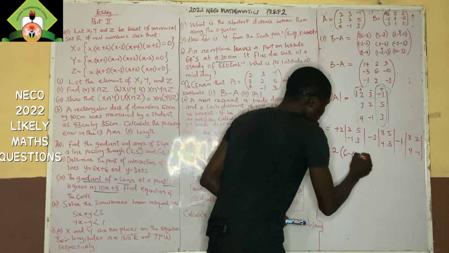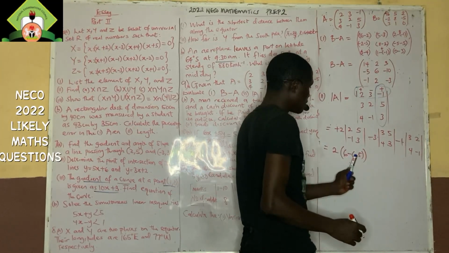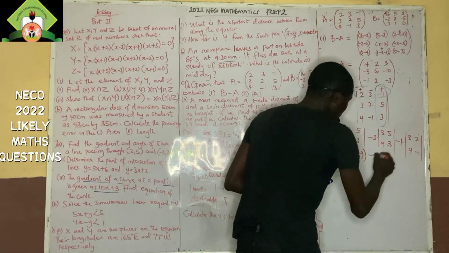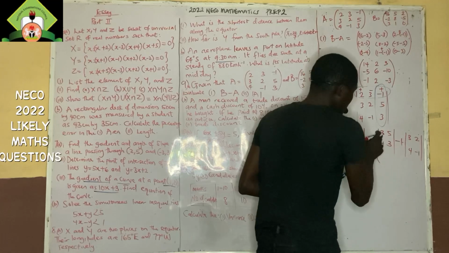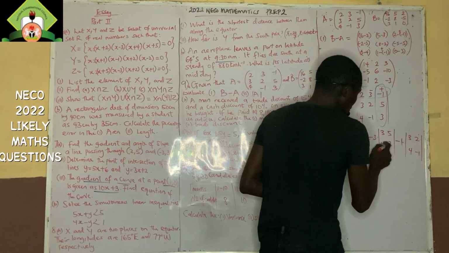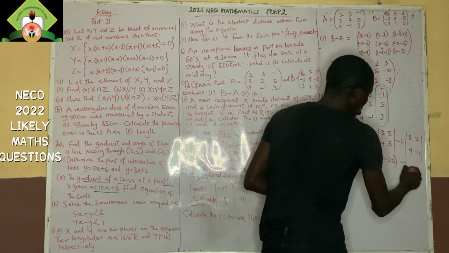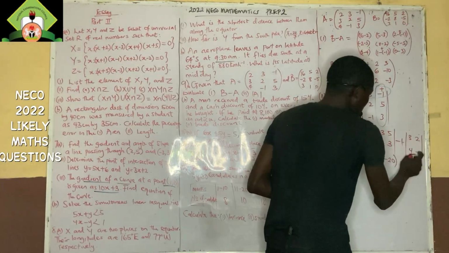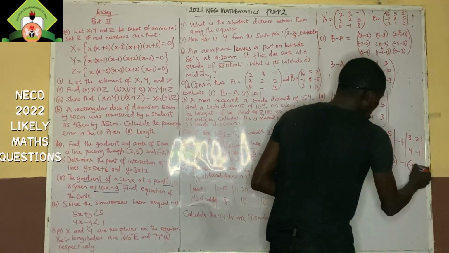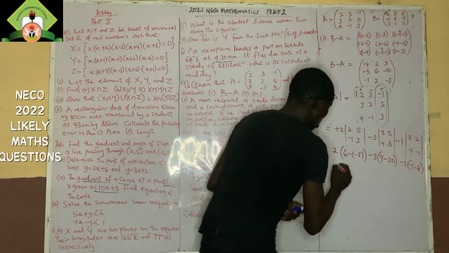Minus 5. 2 times 3 is 6. Minus 5. So minus 3 open bracket. The leading diagonal here is 3 times 3, which is 9. Minus what? 5 times 4 here is 20. And the last one here is minus 1 bracket. What? 3 times minus 1 is minus 3. Minus 4 times 2 is what? 8.